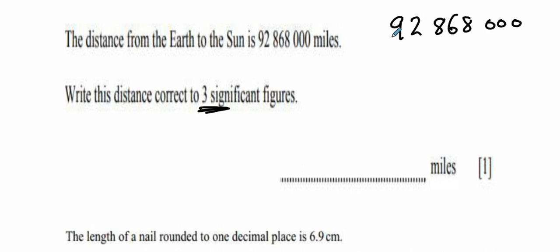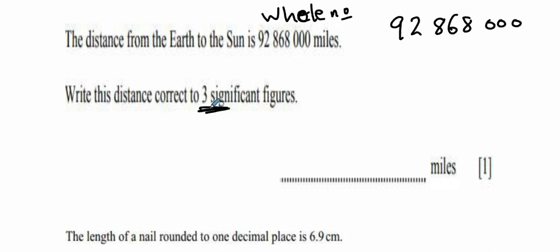How many significant figures are here? 1, 2, 3, 4, 5. These zeros are not significant figures, but don't cancel them, because this is a whole number. Don't touch the zeros in a whole number. It's very dangerous. In a decimal number, yes, you can cancel them, but be careful.